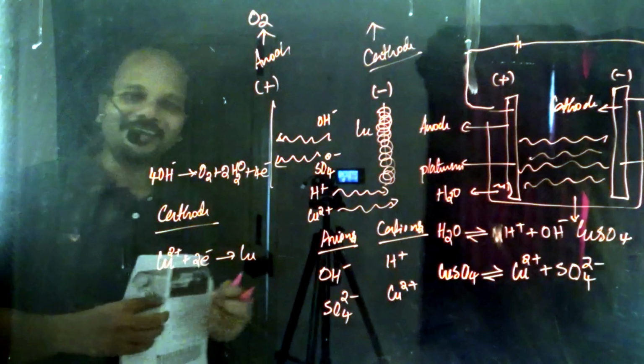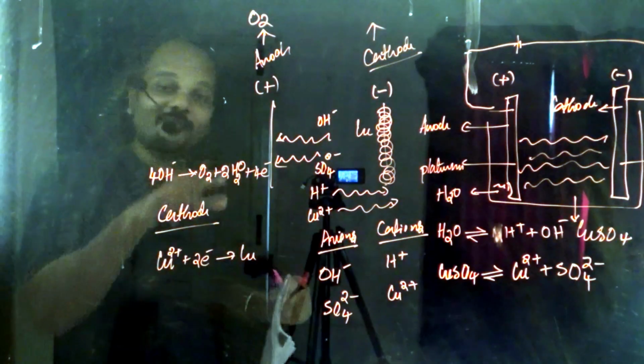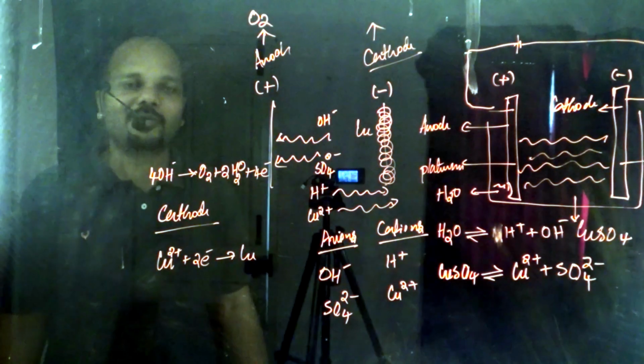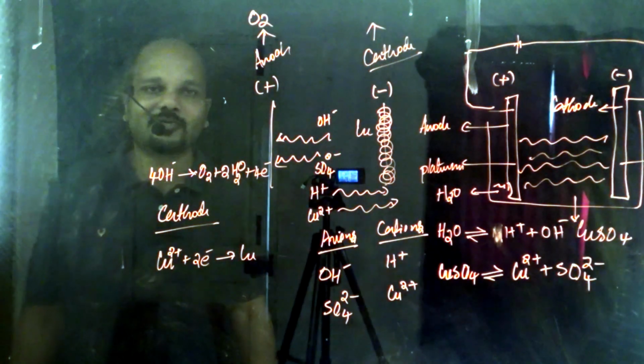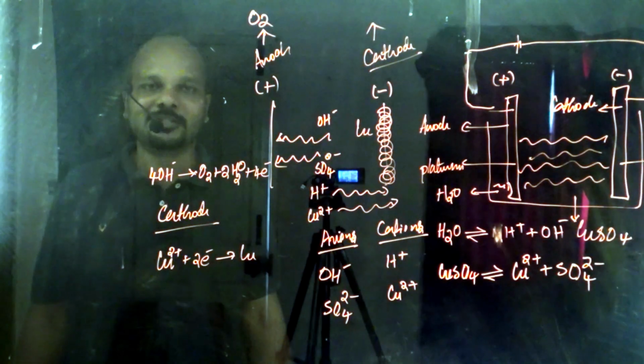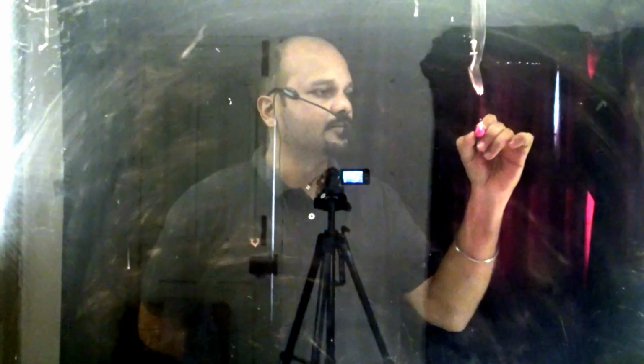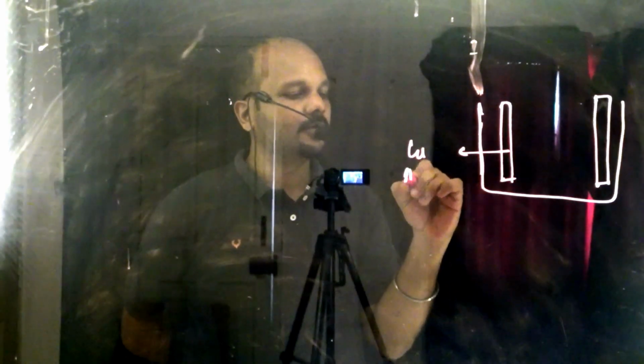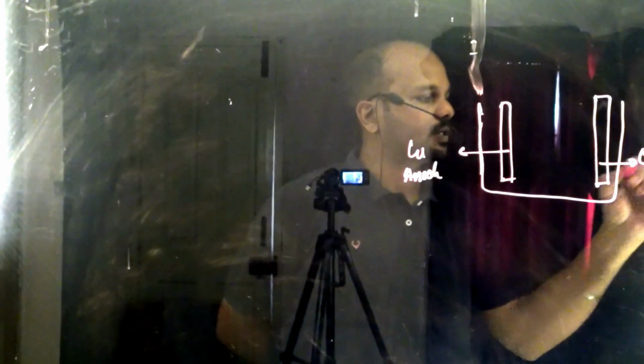Now let's see what the outcome will be if we use copper as the electrode instead of this platinum electrode. We are going to see that. We have the same situation again. Here you are using a copper anode, and this is a copper cathode.